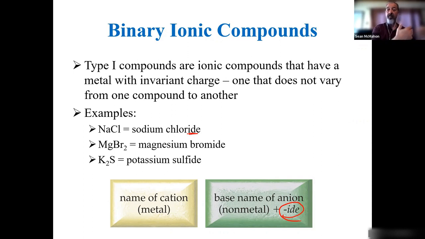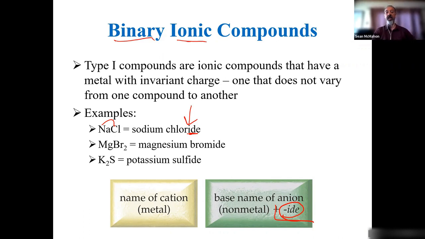Because it's in a compound. How do I know this is a compound? Well, there's more than one type of atom. So because chlorine's in a compound, and it's the second element, because it's the nonmetal, I cut off the end and add an "-ide" suffix. And I see that with all the nonmetals with binary ionic.